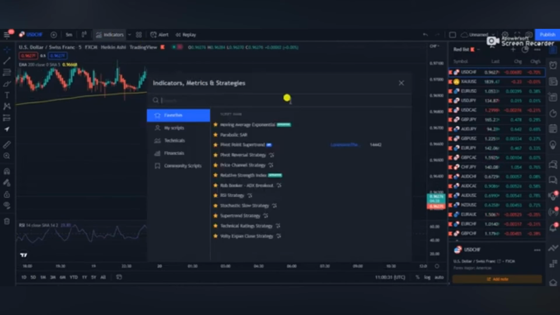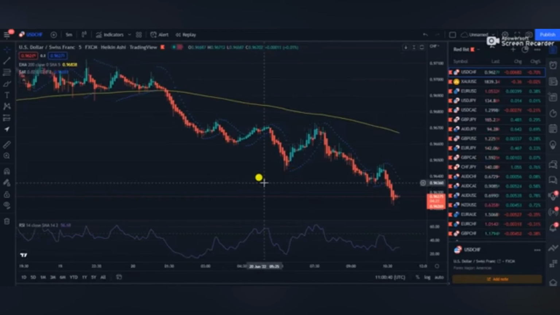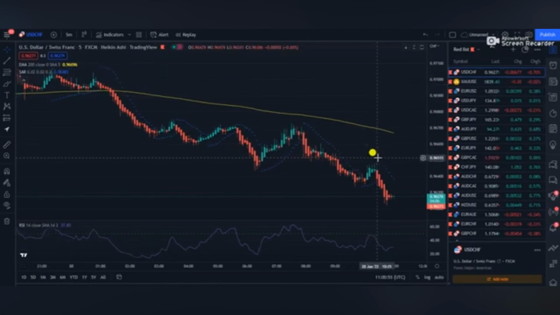And the third indicator that we want to use is Parabolic SAR. Just click on this one, and guys, we don't have to change any settings of the Parabolic SAR. So this is your combination. Now I'm going to tell you how to use this. I'm going to show you how it performs on the 5-minute time frame. So let's have a look at the USD CHF 5-minute picture.